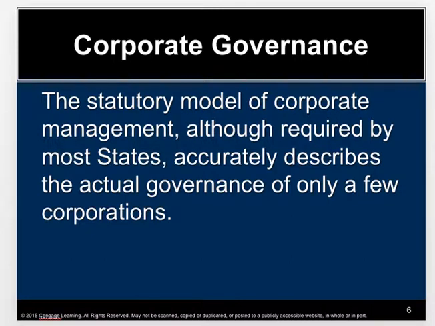So the statutory model of corporate management, although required by most states, accurately describes the actual governance of only a few corporations. In other words, some of the bigger corporations are actually structured that way, and that's how they function. A lot of the smaller corporations or entities don't function that way, only because they're not as sophisticated. Technically, the officers and the directors would be the same in what we call a closed corporation or a business type or a family type of corporation.